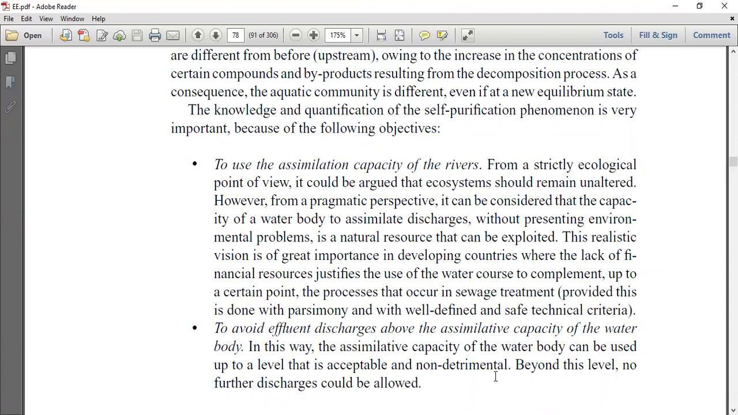It is a similar term for the estimated capacity of the water body to handle pathogenic bacteria and pollutants which are thrown into the river. The water consumes and dissolves those pollutants. But after a saturation point, as the amount of pollutants increases, the assimilating capacity of the water is reached, and after that the water is called polluted water. In this way, the assimilating capacity of the water body can be used up to a level that is acceptable and not detrimental. Below this level, no further discharge would be allowed.